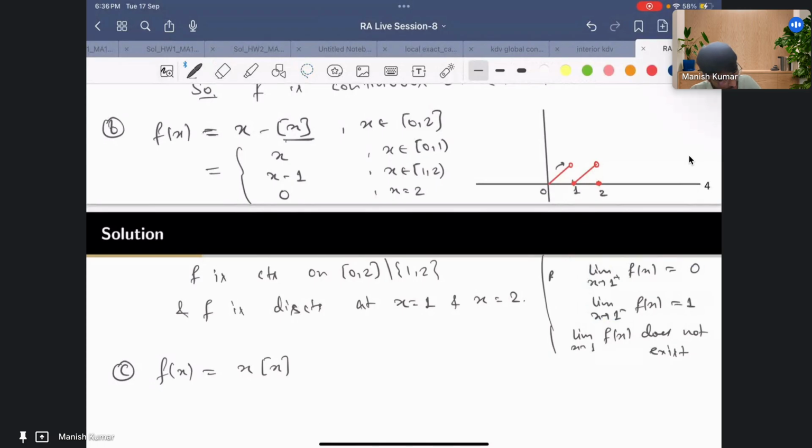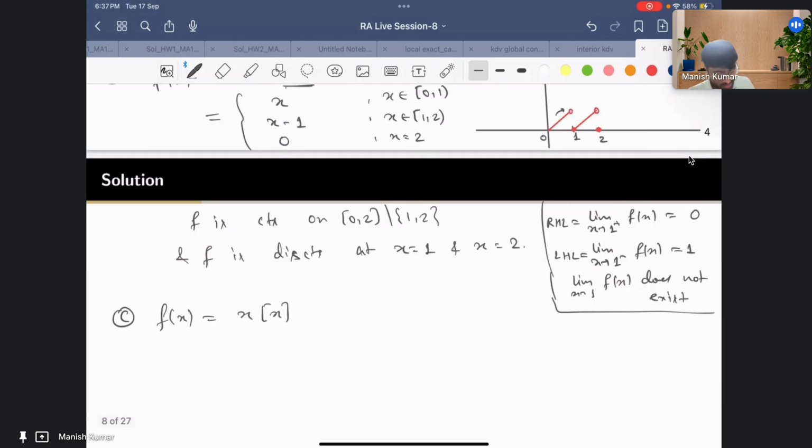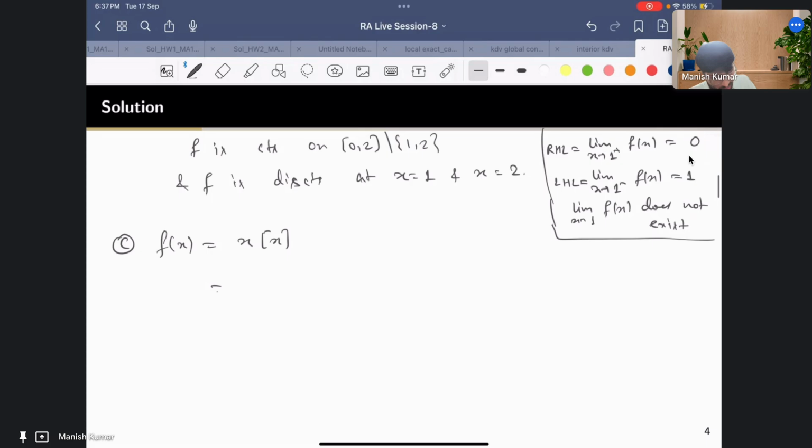This is my RHL, this is my LHL. Okay, so this is another way. Like the first problem I solved using epsilon delta definition, and now this one I am giving another way, like you can write this solution in this way as well. Okay, now let's move to this third problem. So let's see what comes up here.